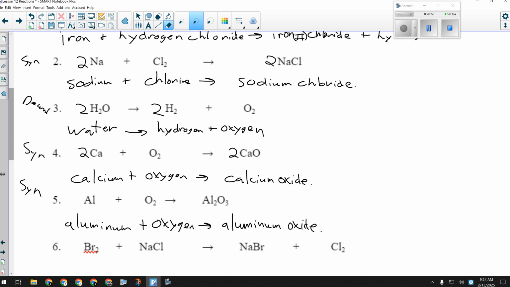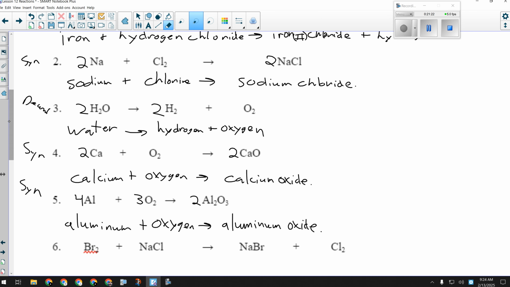Okay, biggest number is 3 on oxygen. Oxygen's a 3 in the product, 2 in the reactants. Lowest common multiple, 6. All right, so a 3 here and a 2 there balances my oxygens, but it gives me how many aluminum? 4. 2 times 2 is 4, so what goes here? A 4, yeah. Okay, everybody okay with that one?